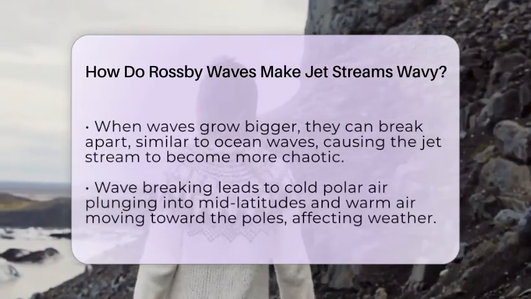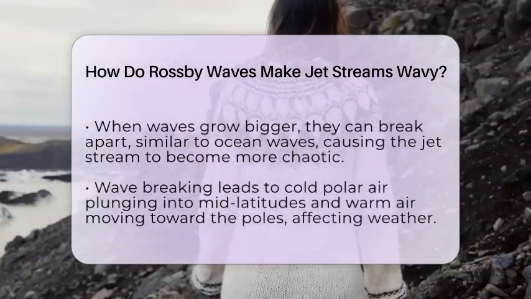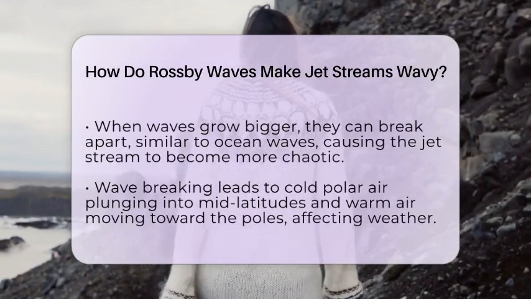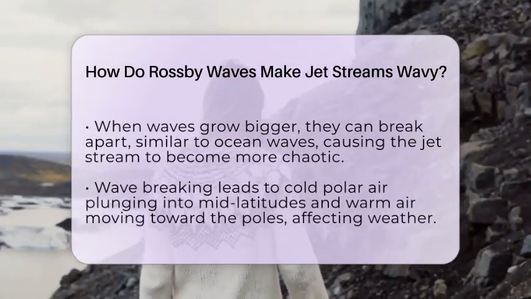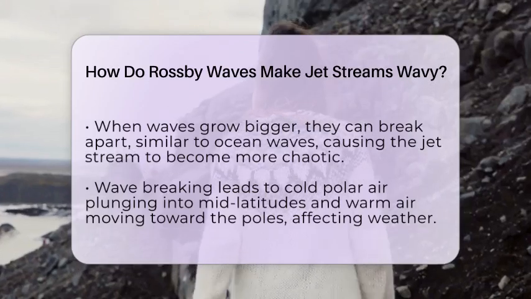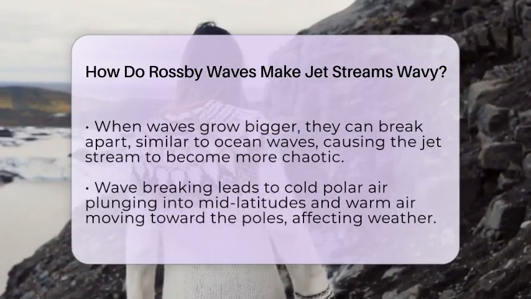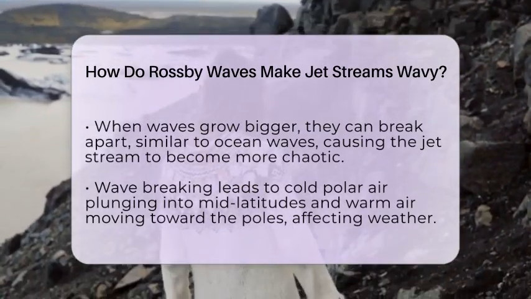When the waves are long and big, they create deep troughs and high ridges. These dips and bumps make the jet stream look like a winding ribbon in the sky. When these waves grow bigger, they can even break apart, similar to ocean waves crashing on the shore. When that happens, the flow of air gets mixed up and can change weather patterns dramatically.